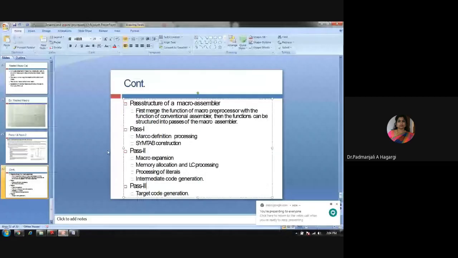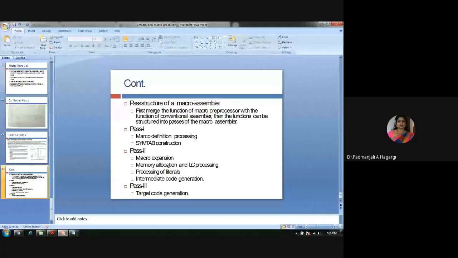So in pass 1, this is how I have structured it once again. In pass 1, macro definition processing happens, and it constructs the symbol table. And in pass 2, macro expansions are there, that you have come to know now. In pass 2, it is processing all the macro invocations that are used in a program. They will be expanded and processed in pass 2. And also, it maintains memory allocation and location counter processing. And I will be telling how it does location counter processing in macros.